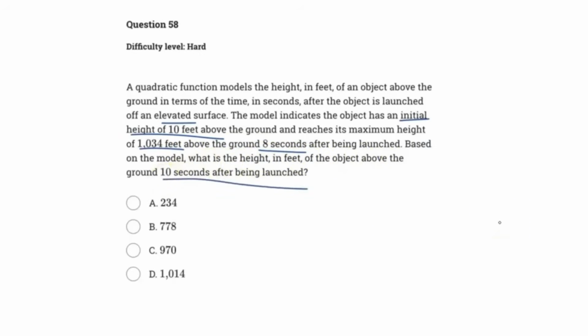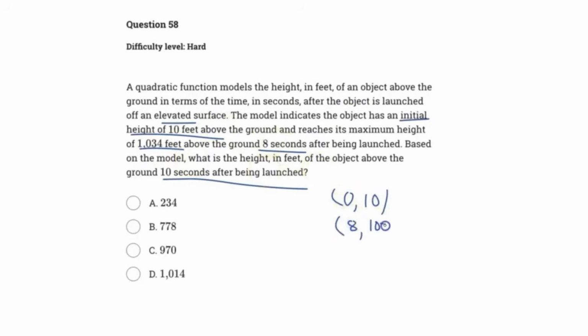So a really easy way to solve this problem is just to use Desmos, right? I know it's crazy. Desmos is so easy to use. The only problem here is you have to do a little extra thinking, because they don't give you all the coordinate points that you need. We do know a couple things. We know that the initial height is 10 feet above the ground. So when x is 0, we're going to have a value of 10. So that's our first coordinate point. And they also give us the maximum value at 8 seconds after being launched.